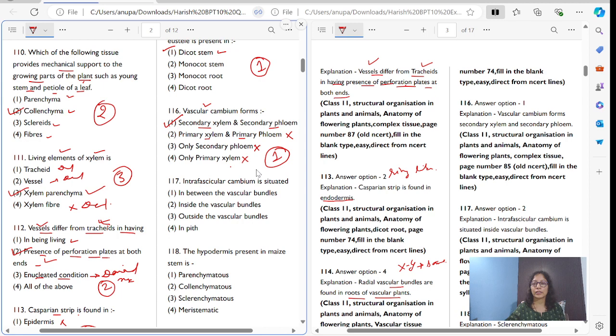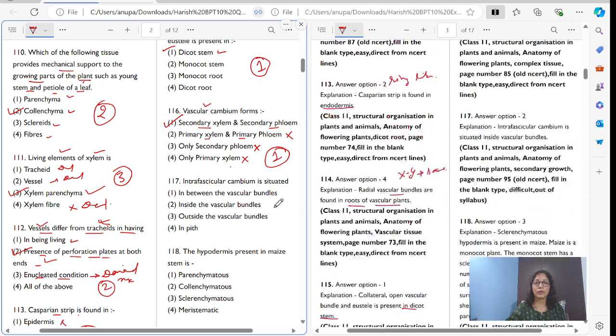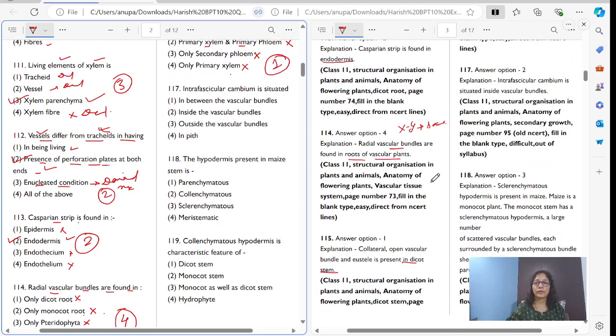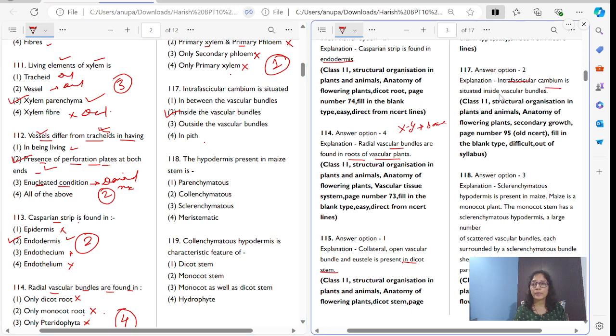Now let's move to the next question, that is question number 117. Question number 117 states that intrafascicular cambium is situated. The options are in between the vascular bundles, inside the vascular bundles, outside the vascular bundles, or in pith. So the answer will be inside the vascular bundle. The intrafascicular cambium is situated inside the vascular bundles.